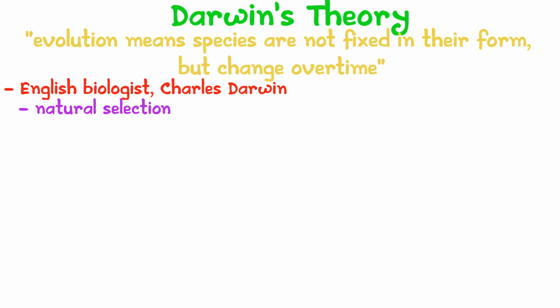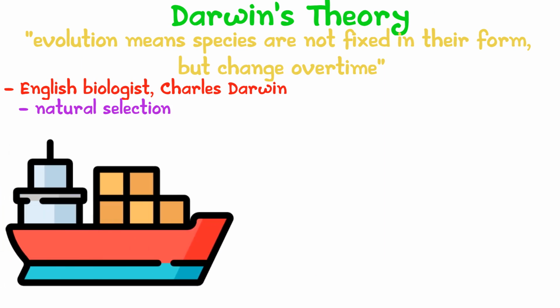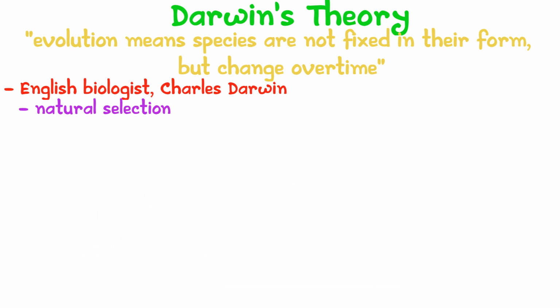In 1831, Darwin went on a 5-year trip on a ship called the HMS Beagle. There, he made many observations on the species and collected hundreds of specimens. At the end of the trip, Darwin had made 3 key observations.